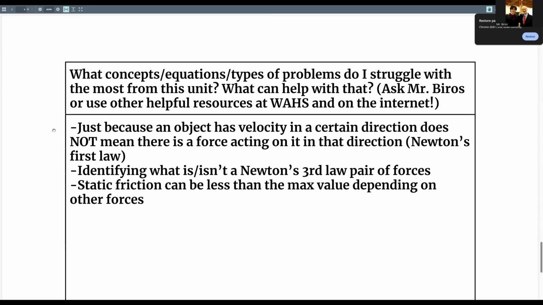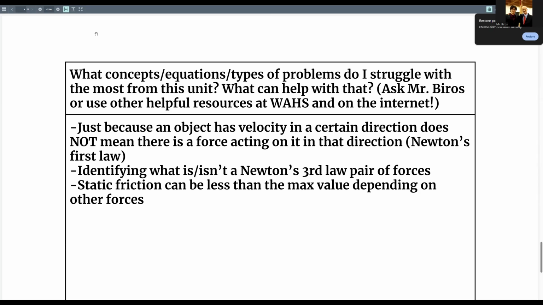Static friction is another tricky one. That inequality for the static friction equation means it could be less than the maximum value, it just depends on what the forces are that might be trying to move the object. So static friction will always try to match or prevent all the forces that are trying to move the object from moving it.